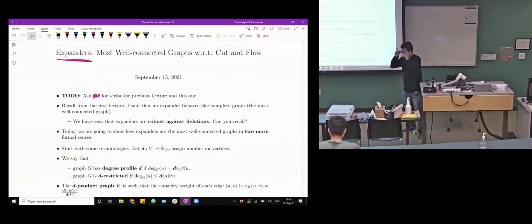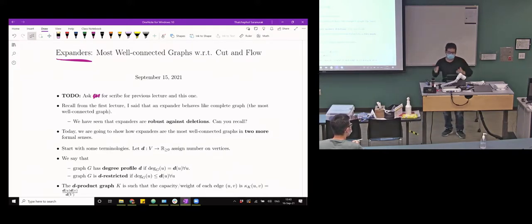Here we're going to cover several lectures' worth of material so that I can talk about this one. It's really the thing that is important to me, the way I think about expanders. Basically, it's a way to look at expanders from the flow perspective.